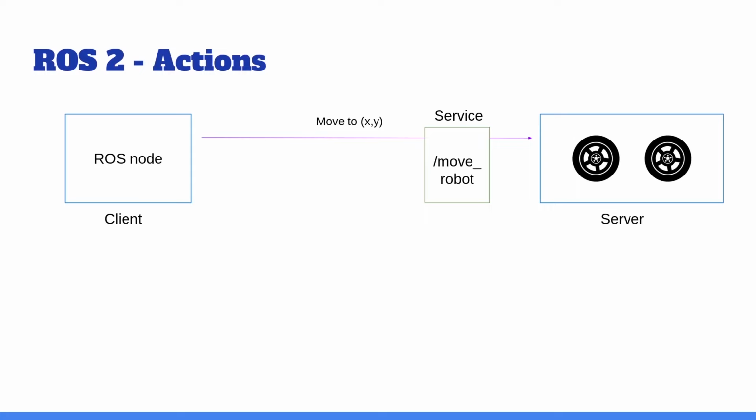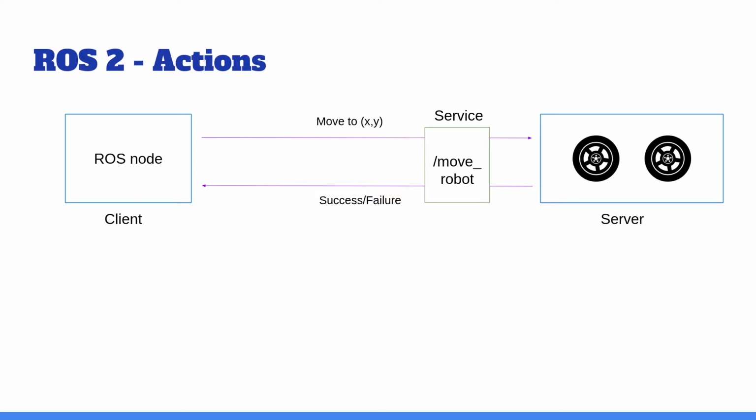Well, services seem to be the answer. So you could have a move robot service that will receive coordinates from the client, and once the command is received, the controller will start to move the wheels. And when the robot has reached the destination, the server will return a response to the client. So what's wrong with this?